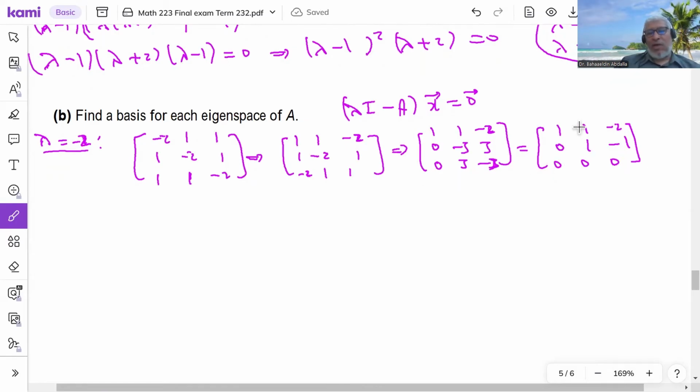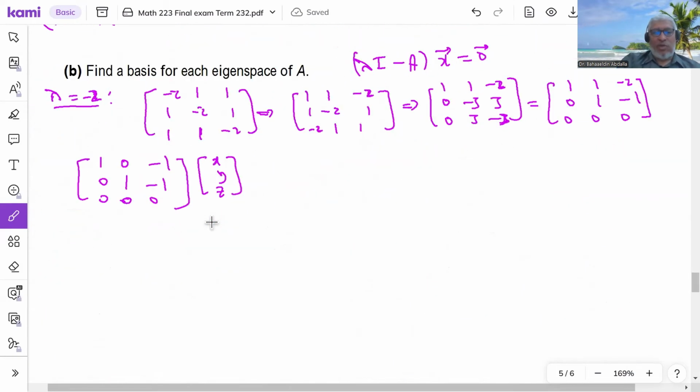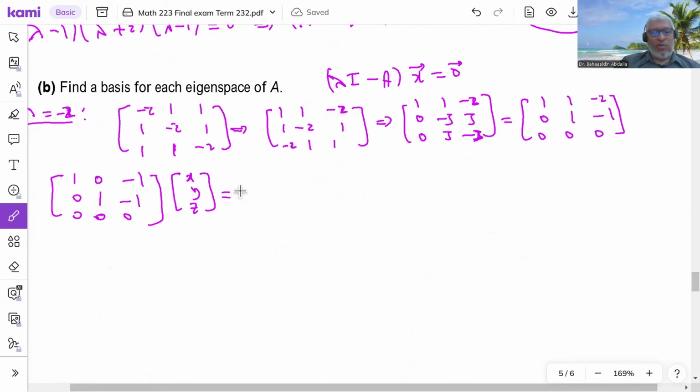Or I can make this 0. Let me make it 0. So I'll have 1, 0, 0. How to make it 0? Negative R2 plus R1. So negative 1 plus 1, that's 0. And 1 minus 2 would be negative 1. So this is the matrix times the variables x, y, z, equals zeros.